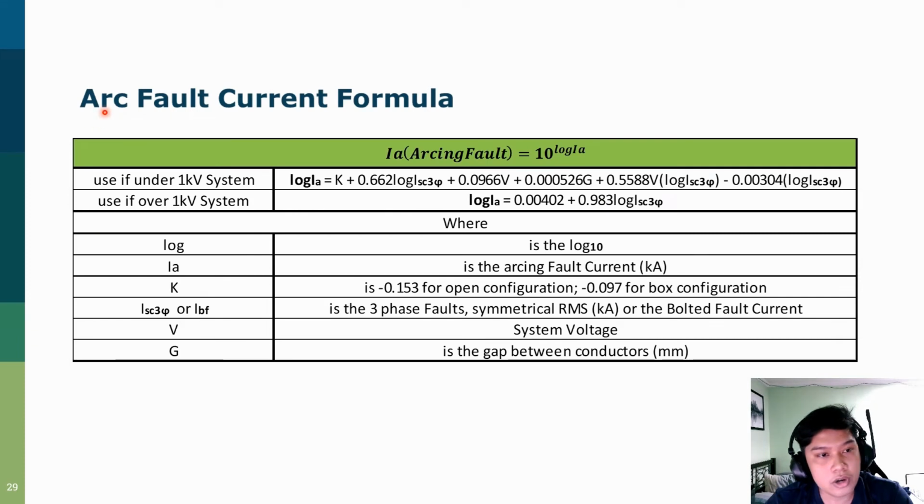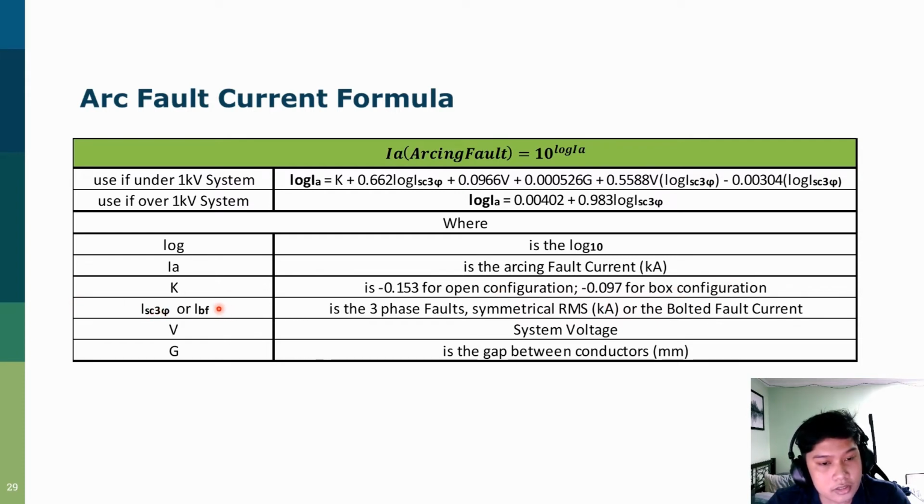And now, let's go to arc fault current formula. So, this is the formula for arcing current or arcing fault current. In under 1 kilovolt system, the formula for log IA is this one. For over 1 kilovolt system, the formula for log IA is this one. Where log is the log 10, IA is the arcing fault current. It should be in kiloampere unit. In the value K is negative 0.153 for open configuration, negative 0.097 for box configuration.